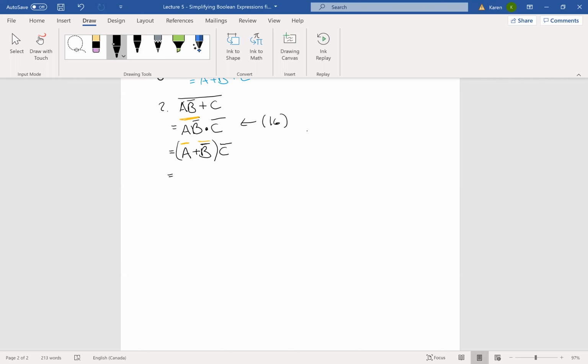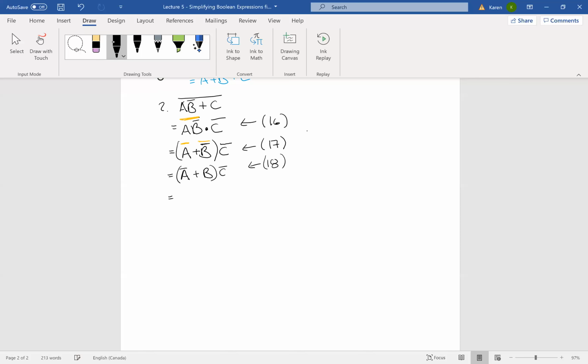And now I see that I can use, this was theorem 17. I used theorem 17 to get there. And now I'm going to use theorem 18 to get here because I have a double inversion on B, which of course just inverts and then inverts again, which is just the original function.